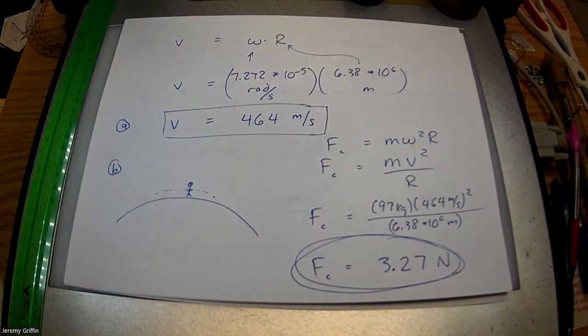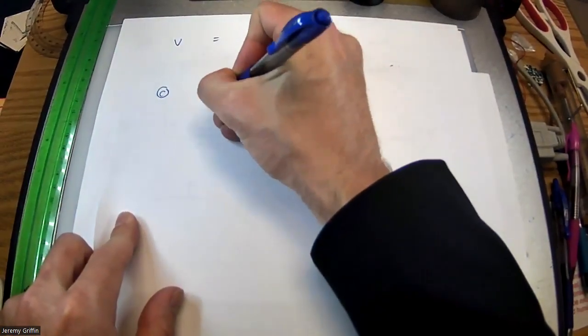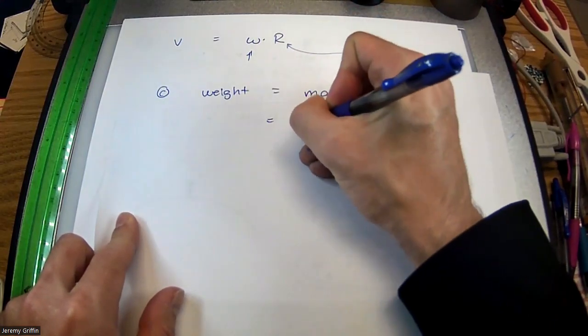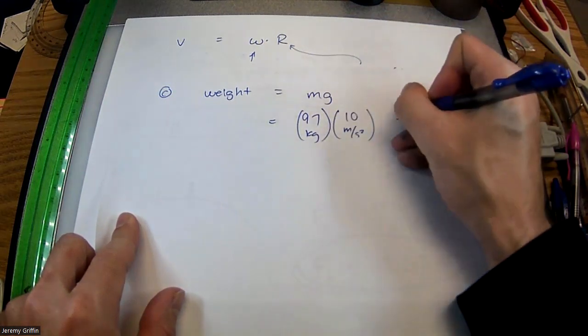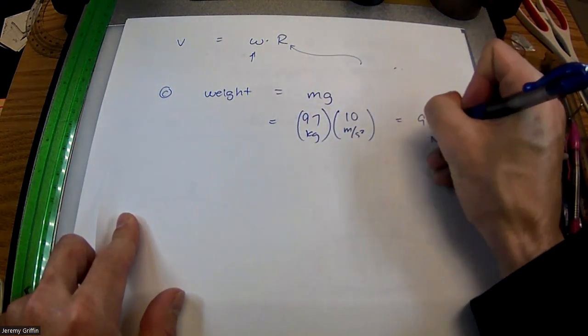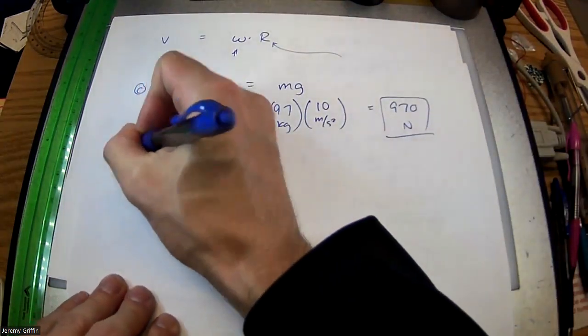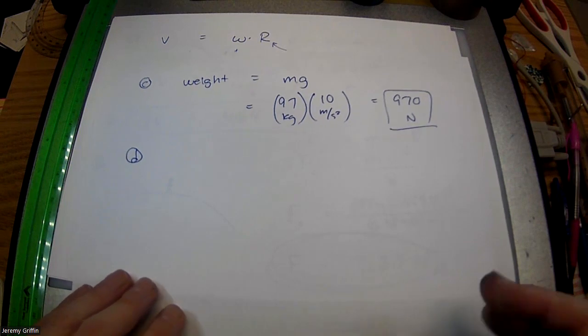Right? Question C: what is the weight of the person? Which is really just a setup for question D. So C, you guys know weight is equal to mg. So we got 97 kilograms, 10 meters per second squared. Is that 970 newtons? That'd be your weight, right? Okay, and then question D, what's the normal force of the earth on the person?